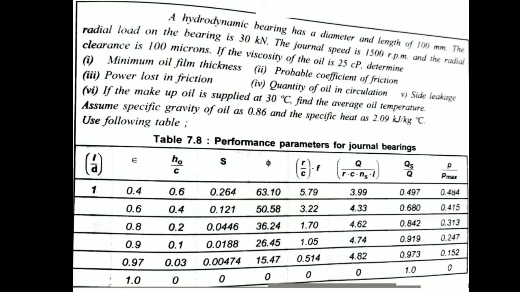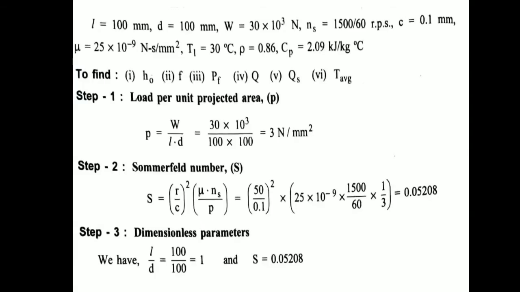Now they have mentioned that the makeup oil is supplied at 30 degrees temperature. So 30 degrees will be the value of temperature T1. Now the density rho is given as 0.86 and specific heat 2.09. This is the given data, and we need to calculate h0, F, PF, Q, QS and T average. Average temperature they have asked here. So accordingly we need to solve. First of all, the terminologies, which are the basic equations we need to find out. As I told you, every time you need to start from the given data point of view.